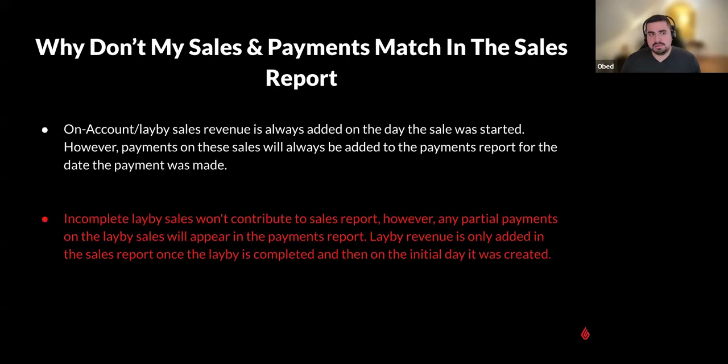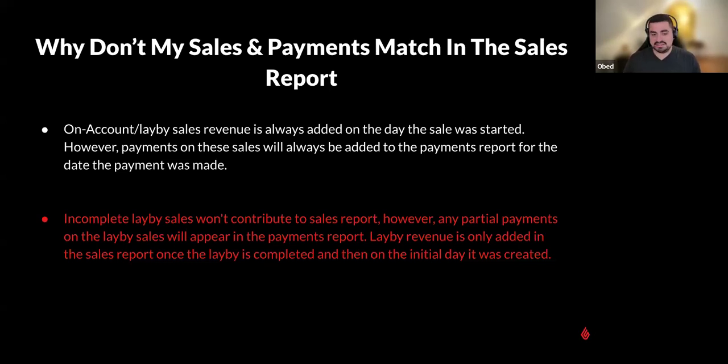Another thing to keep in mind when it comes to discrepancies between sales and payments is that on-account and lay-by sales revenue is added on the day that the sale was started. However, any payments for those sales will be included on the day that they were taken. So if I started an on-account sale last week, and then that customer came back this week and partially paid for that sale, the on-account sale will be added on last week's report, but the partial payment that was taken today will be added on today's date. So that might be another reason why you see a discrepancy between the two.